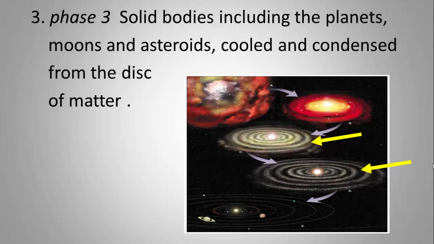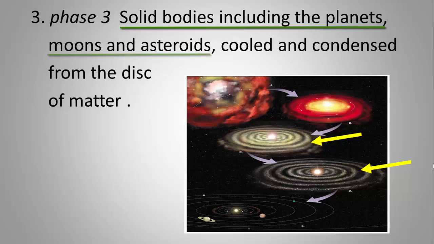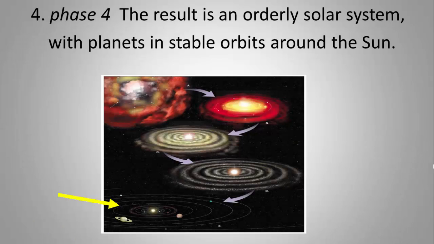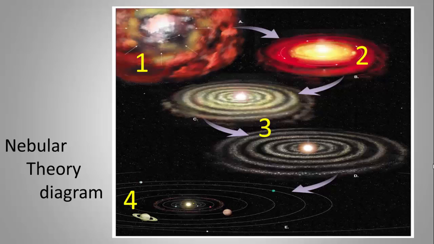With phase 3, shown by the two yellow arrows, those two phases on the diagram are essentially the same. Here, we're looking at the disk of matter. Solid bodies, including the planets, moons, and asteroids, cooled and condensed from that disk. So that's an important step to form planet Earth. With phase 4, down at the bottom left, we now have an orderly solar system, planets in stable orbits around the sun. So here's that diagram, steps 1, 2, 3, and 4. You should have a grasp of it.